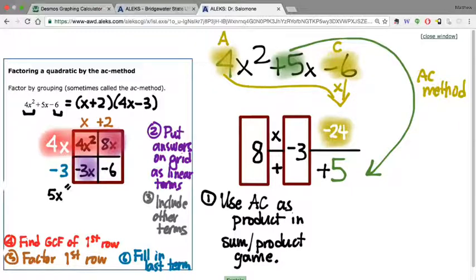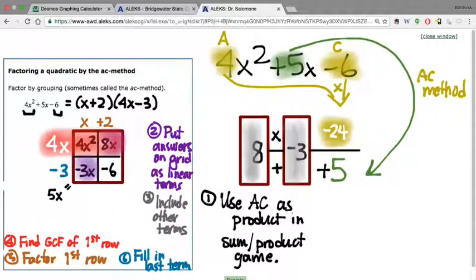Then once you've played that game and gotten your winner, which in this case was 8 and negative 3, this is, I think, the step that people are most inclined to forget, the step where we take those 2 answers and we split them into the 2 cells in our grid, the way that we did here. We use those answers to split the middle term. But then once the middle term has been split, the rest of the factoring process just goes from the inside of the grid to the outside.